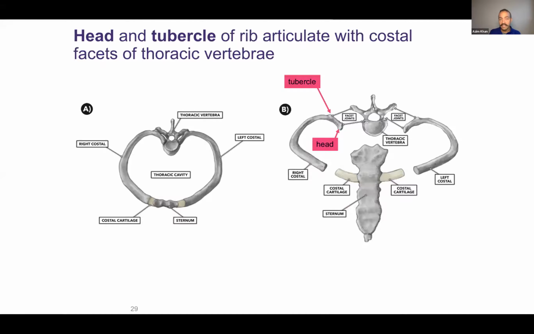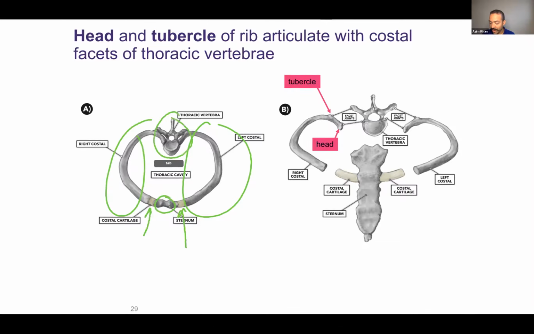If we isolate a rib, here's a left rib, here's a right rib, here's the sternum on the anterior side, costal cartilage, and a thoracic vertebra. We can see it forms a ring of this whole cage.